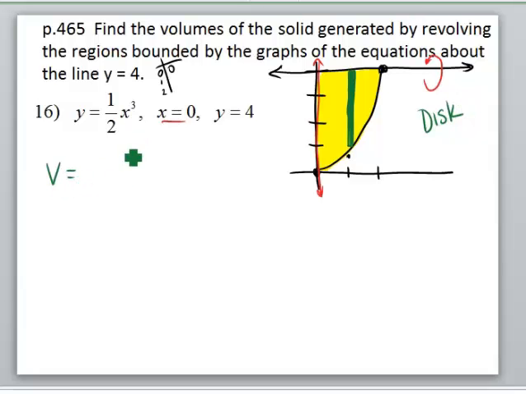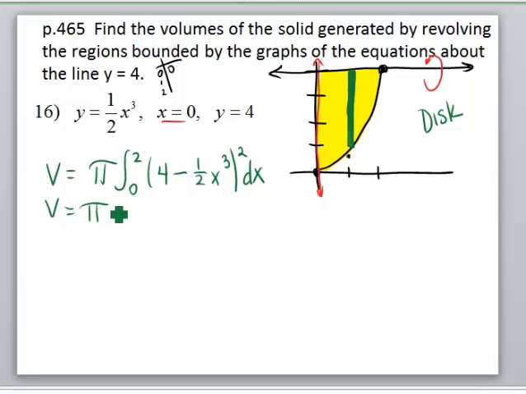So I know that I'm going to be working with pi and then r squared. This is a dx problem, so I'm going from 0 to 2, and I can see that because I'm changing right here from 0 to 2 on the x. And this time, since I'm revolving about the y equals 4 line, I have to take top minus bottom. That will allow me to find this area between the two curves. So I need to say it's 4 minus 1/2 x cubed dx. And this whole thing is squared because it's pi r squared.